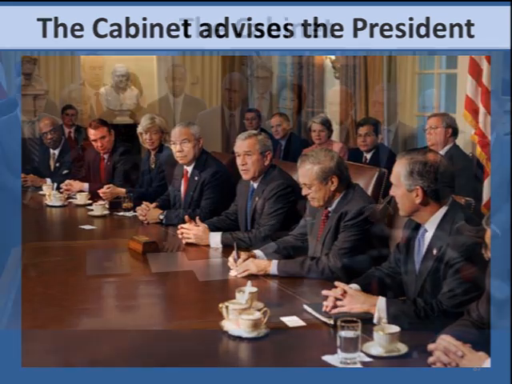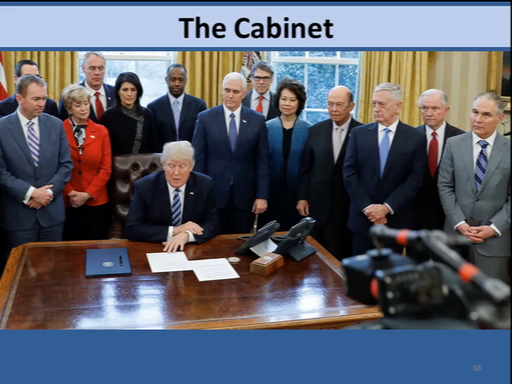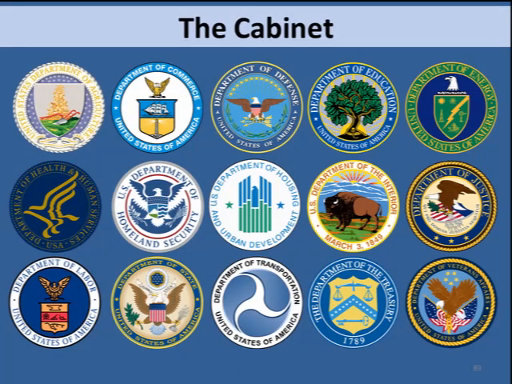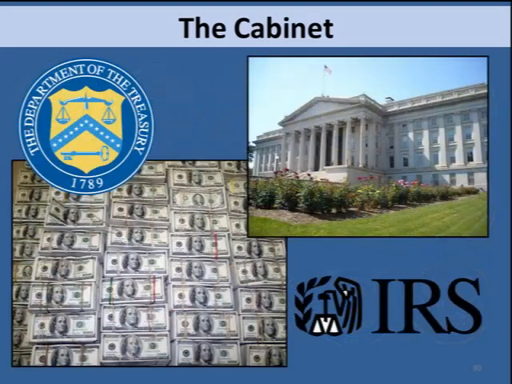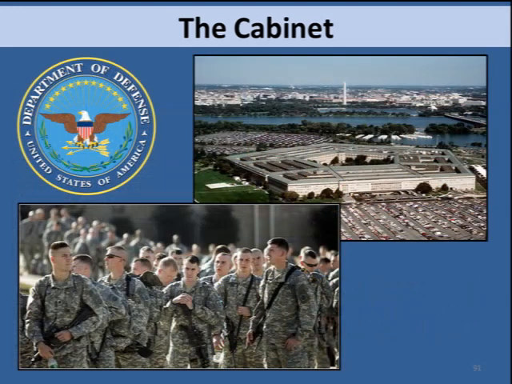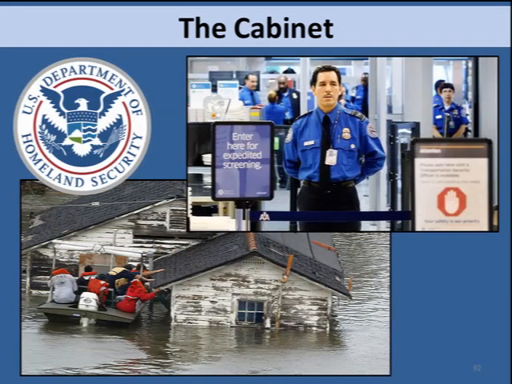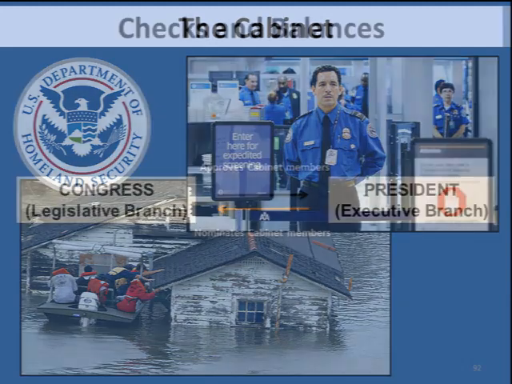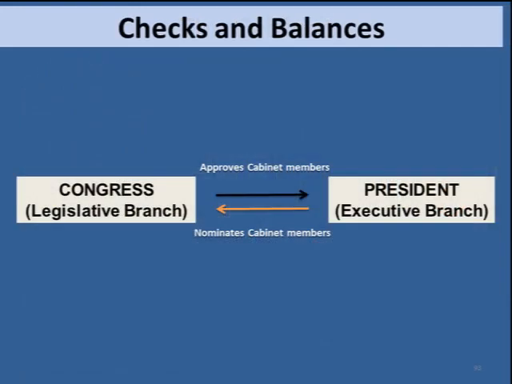The job of the President's Cabinet is to advise the President. The Cabinet consists of the Vice President and the heads of 15 executive departments. Departments are specialized parts of the executive branch that are responsible for specific public services. For example, the U.S. Treasury prints money and collects taxes. The Department of Defense is responsible for national security and the military. And the Department of Homeland Security works to prevent terrorist attacks and responds to natural and man-made disasters.